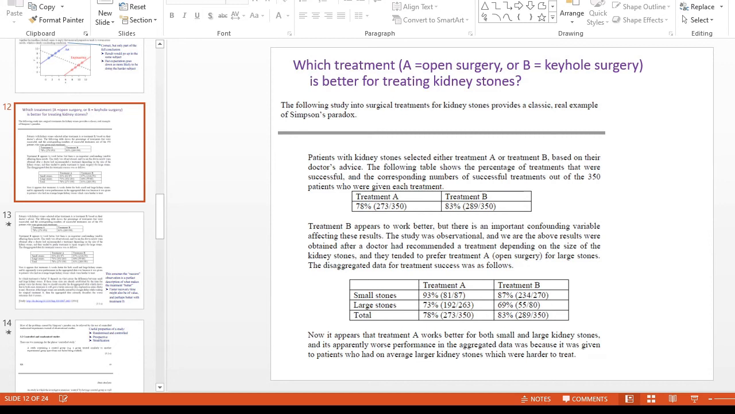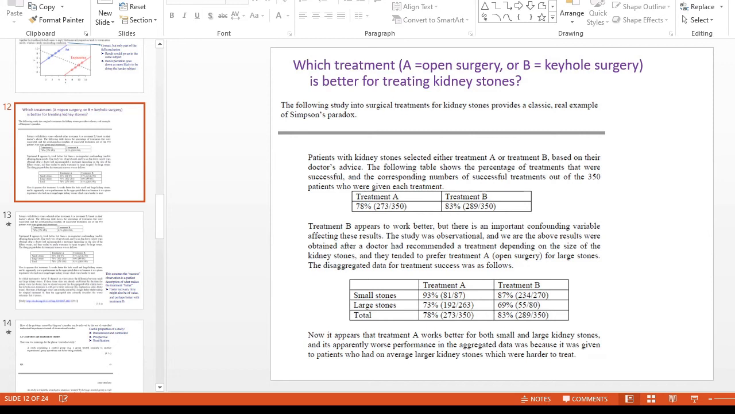So the data is this: patients with kidney stones selected either treatment A or treatment B, based on their doctor's advice. I believe treatment A was open surgery and treatment B was keyhole surgery.